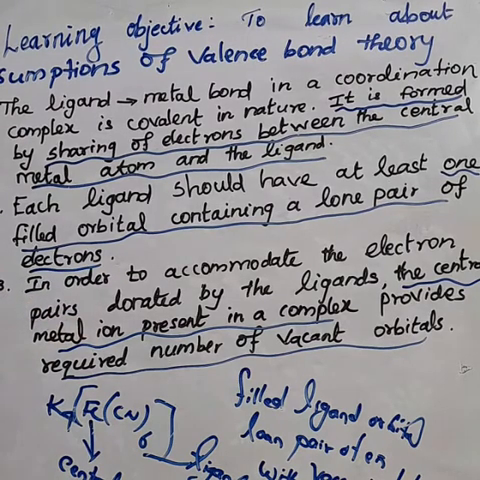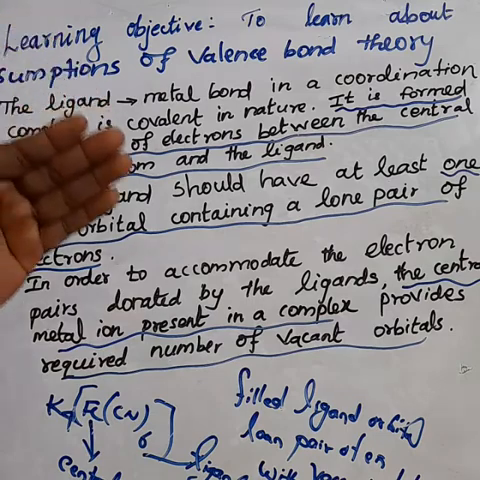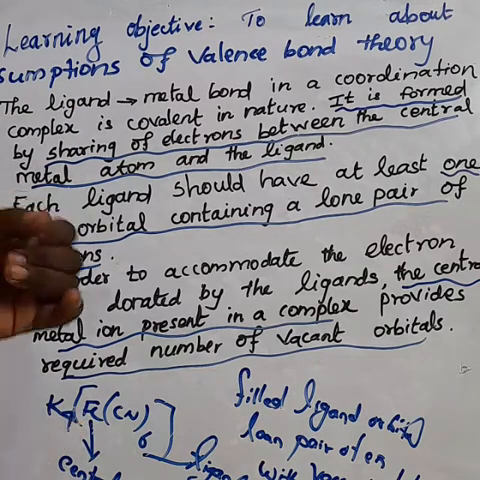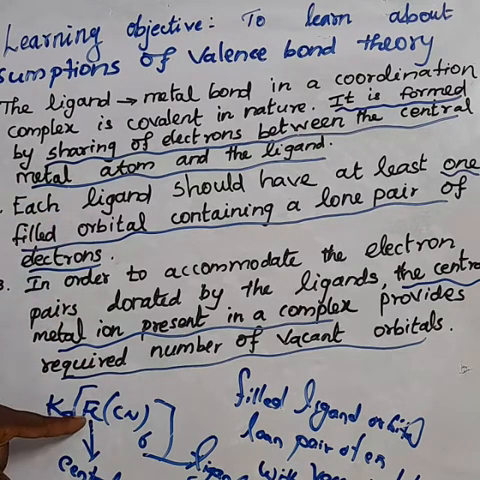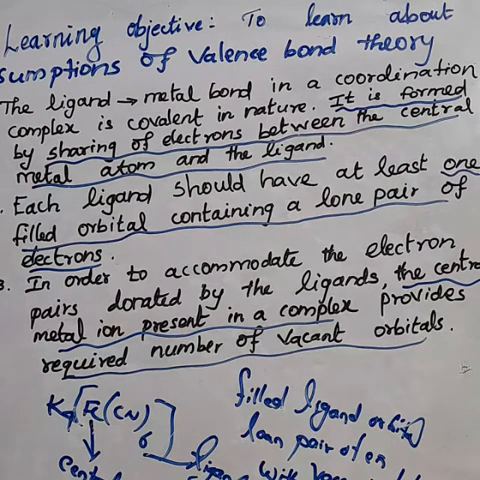Can you tell me the second point? What is the first assumption? It is formed by the sharing of electrons between the central metal atom and the ligand. The ligand-metal bond in a coordination complex is covalent in nature. It is formed by the sharing of electrons between the central metal atom and the ligand. This is the first point. What is the second point? It is a characteristic of the ligand.